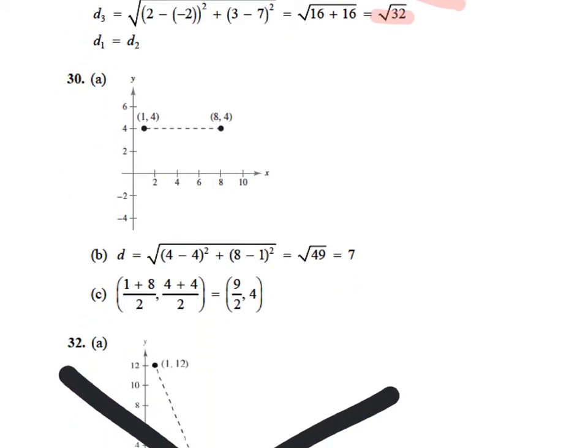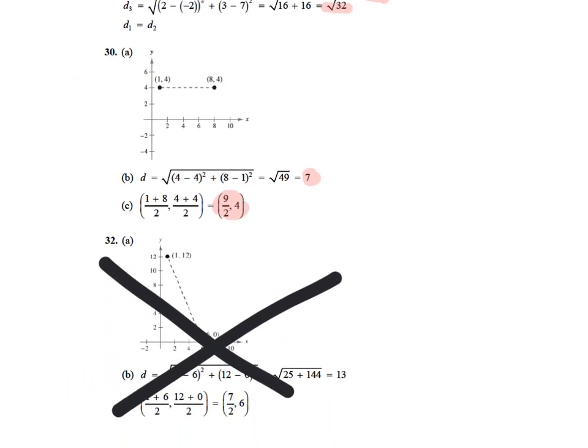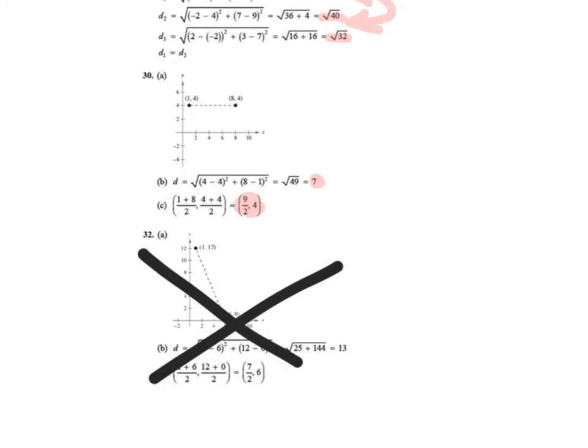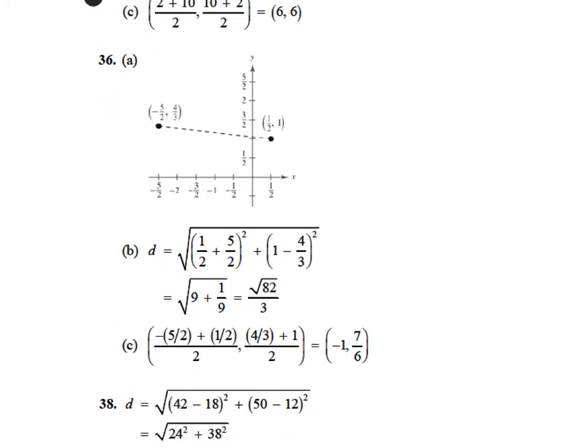30 was plotting the points, finding the distance, which was 7, and finding the midpoint, which is 9/2 and 4, or 4 1/2 and 4. 36, again, plotting the points. B is square root of 82 over 3. And C, -1 7/6.